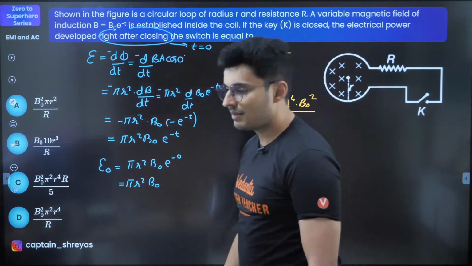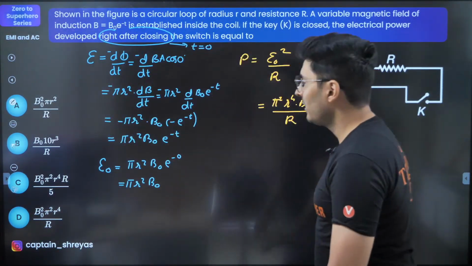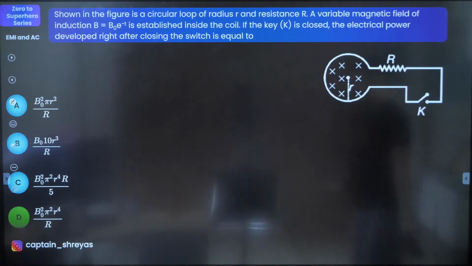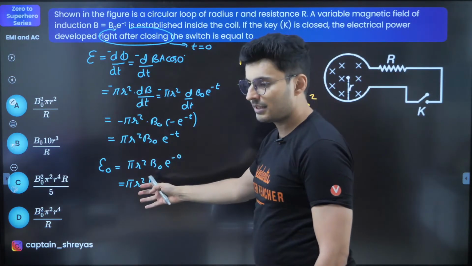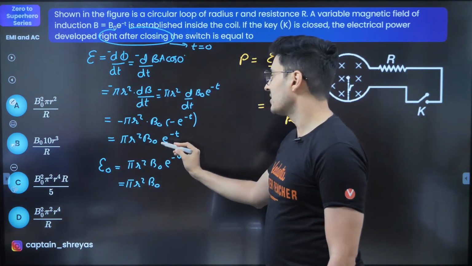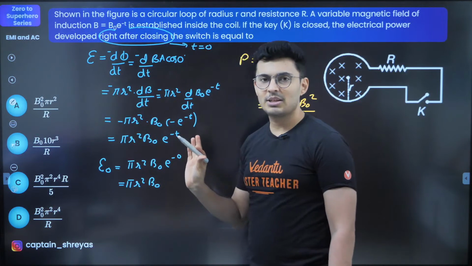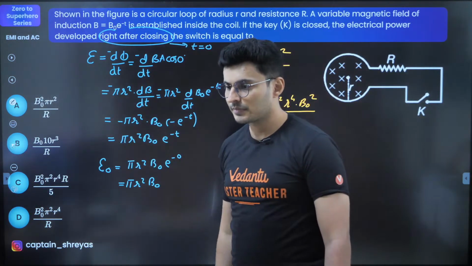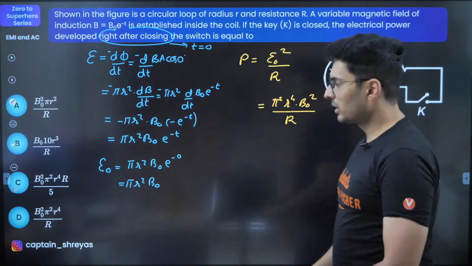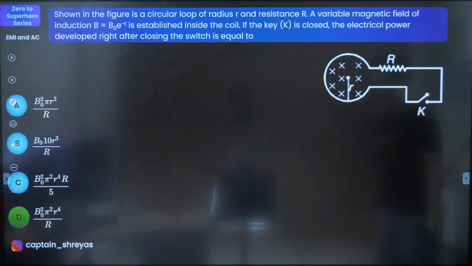That's it. Do I have an option like that? I think so. B naught square pi square R raised to 4 by R. So it seemed difficult, but it was just based on the derivatives concept of e raised to minus x. That's it. Simple. Fourth option. Very good. Excellent.